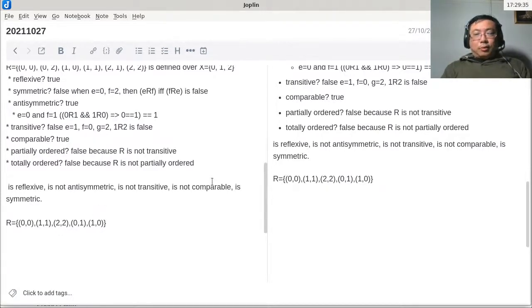Can we remove 0, 0? Well, if you remove 0, 0, it is no longer reflexive. So it breaks one of the required properties if you remove 0, 0.